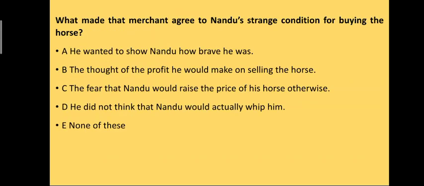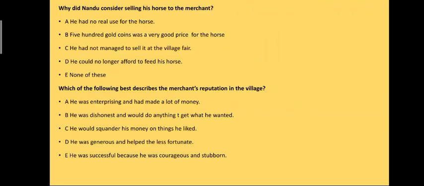Next question. What made the merchant agree to Nandu's strange condition for buying the horse? So let us see what will be the answer. Yes, our answer is B part. The thought of the profit he would make on selling the horse. Next question. Why did Nandu consider selling his horse to the merchant? So the answer is B. 5 gold coins was a very good price for that horse as per Nandu. So he was ready to sell his horse. So our answer will be B part.